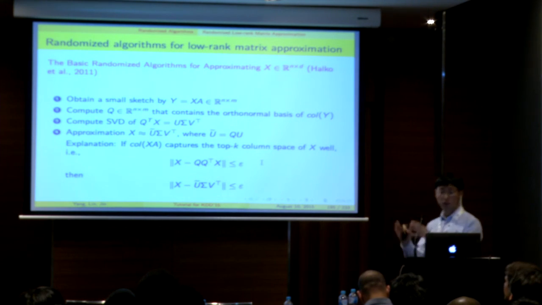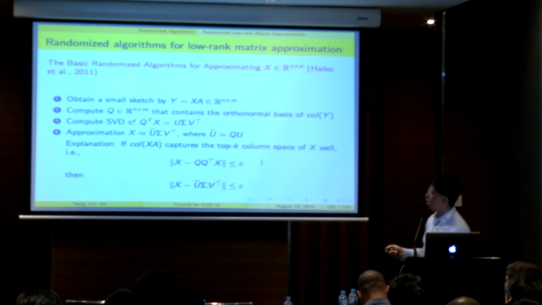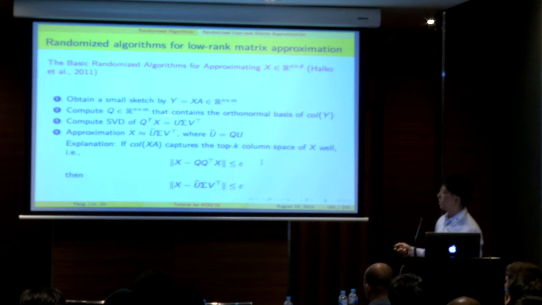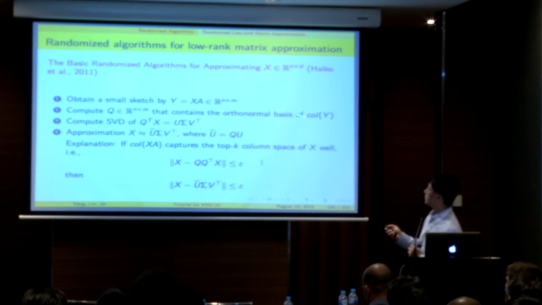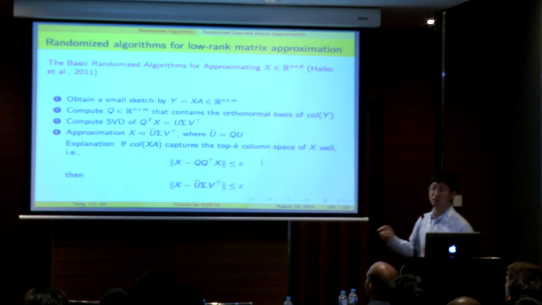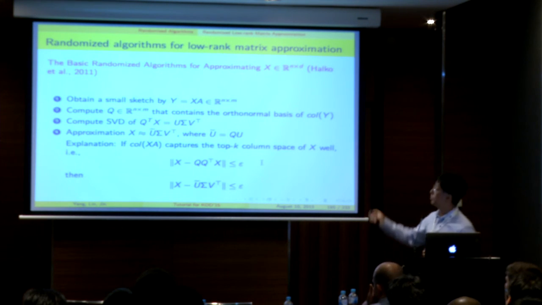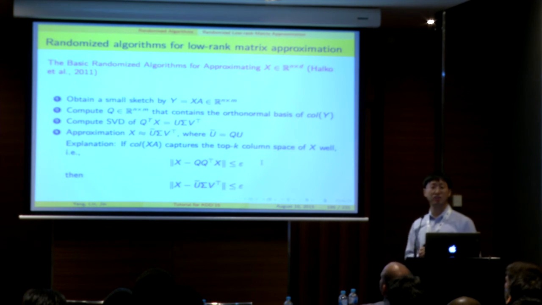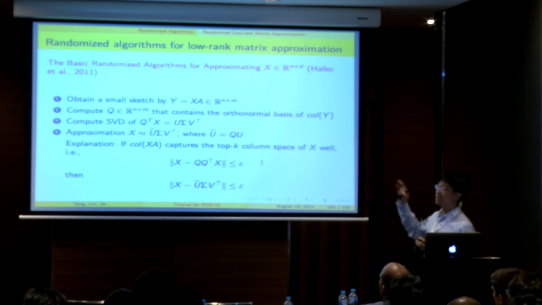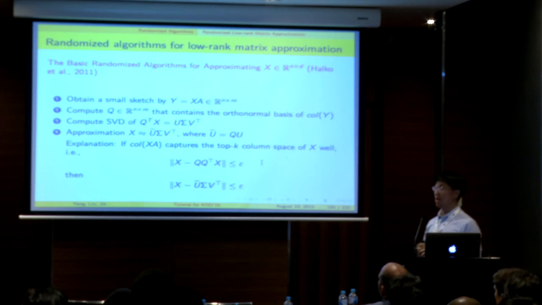Okay, so you obtain a smaller sketch, and then you compute an orthonormal matrix Q that contains the orthonormal basis of the column space of the smaller matrix Y. So don't worry, this step can be computed using the QR factorization because the size of the Y is much smaller compared to the original data matrix X. So this step can be performed very efficiently.